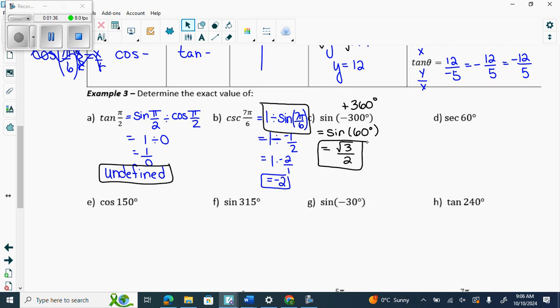Okay? Secant of 60 is besties with what? Cos of 60. It's just a reciprocal trig identity of cos of 60. So what is cos of 60, the answer to that? 1/2. So what is secant? 2. 2 over 1.